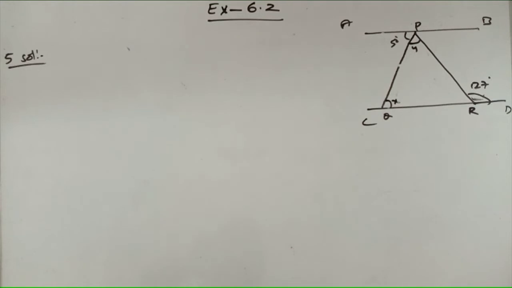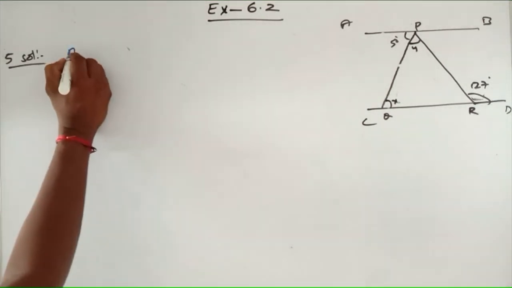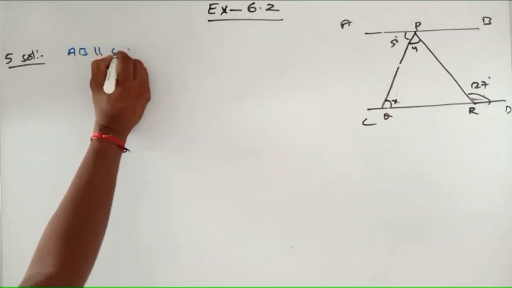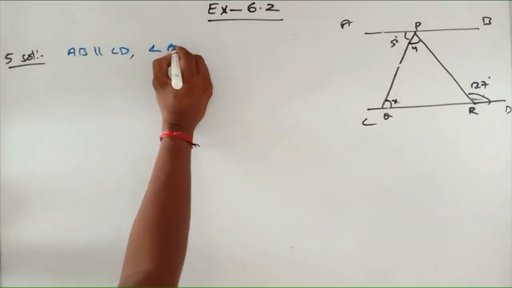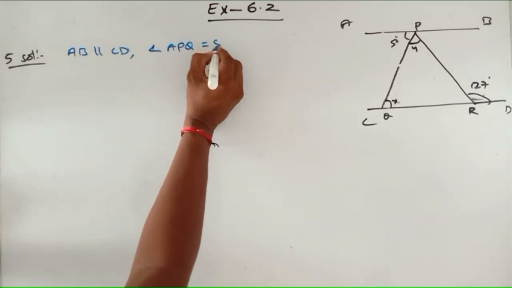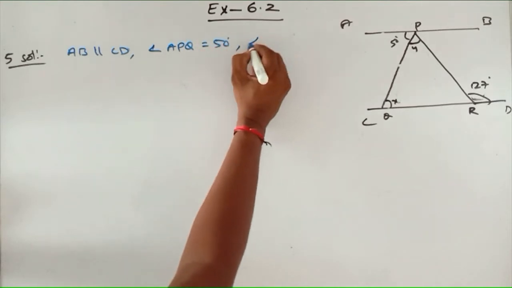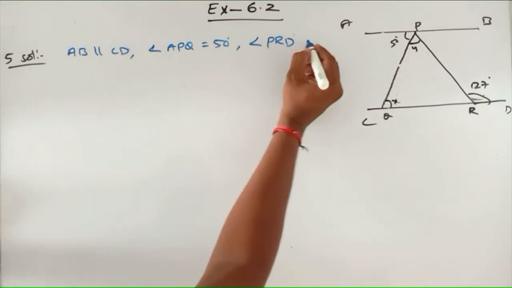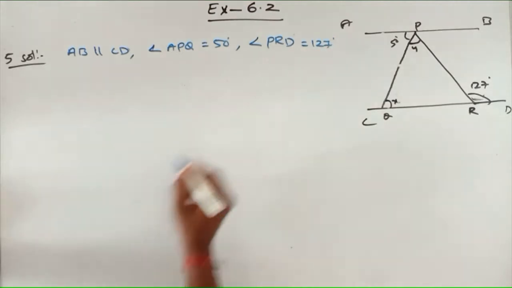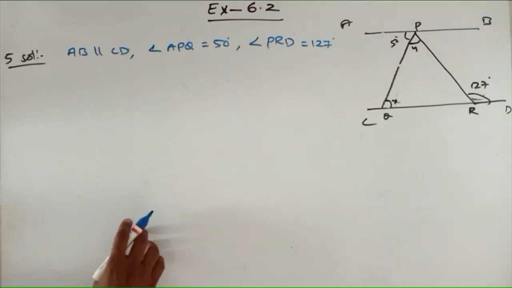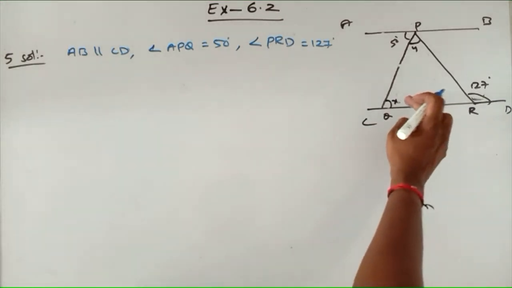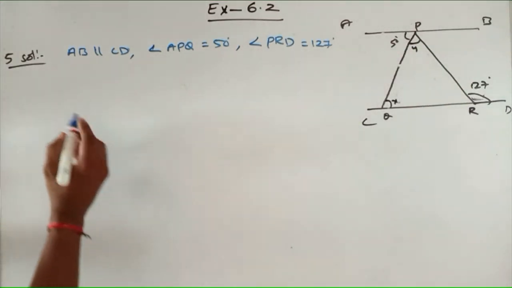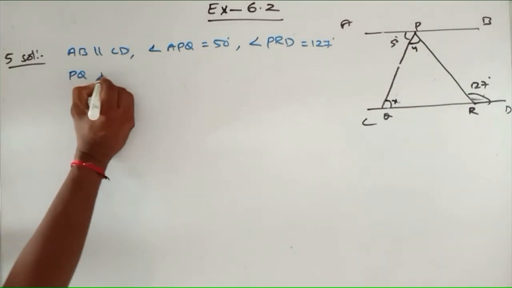So children, see here. AB is parallel to CD, and angle APQ is equal to 50 degrees is given, and next angle PRD is equal to 127 degrees. So here I need to calculate the value of X and Y. So first I am thinking PQ is a transversal.